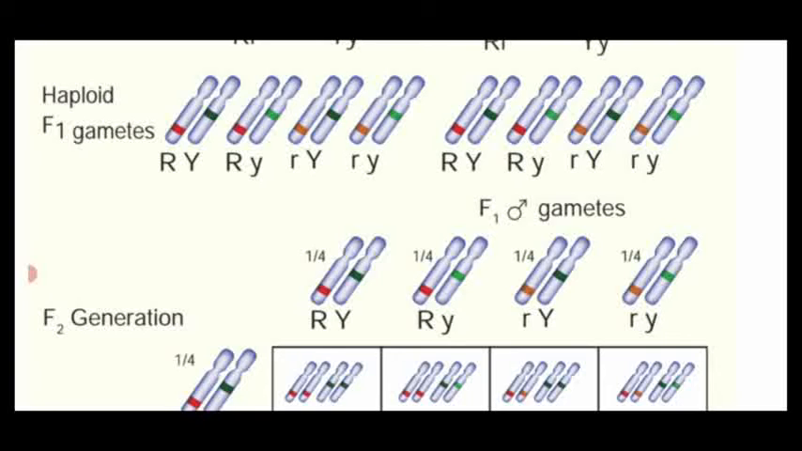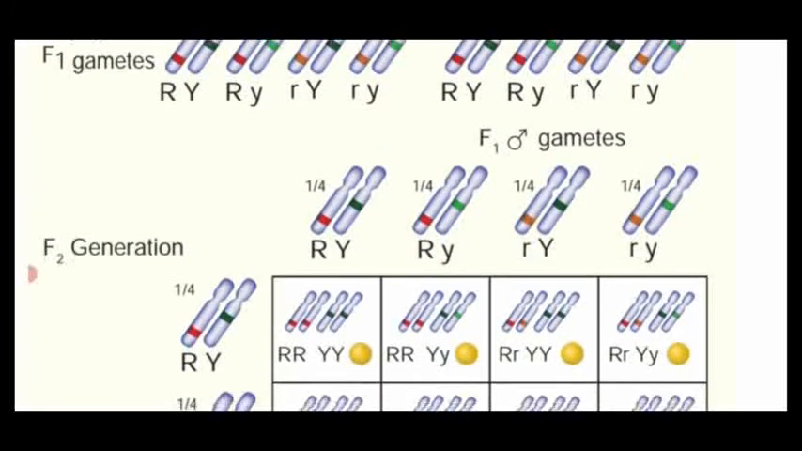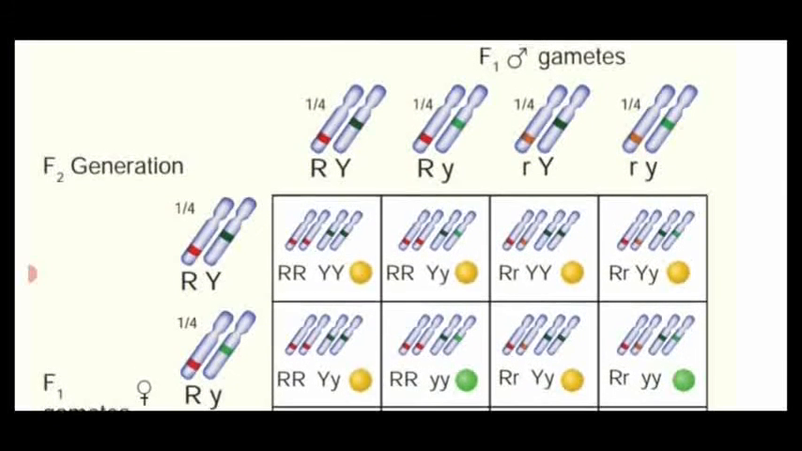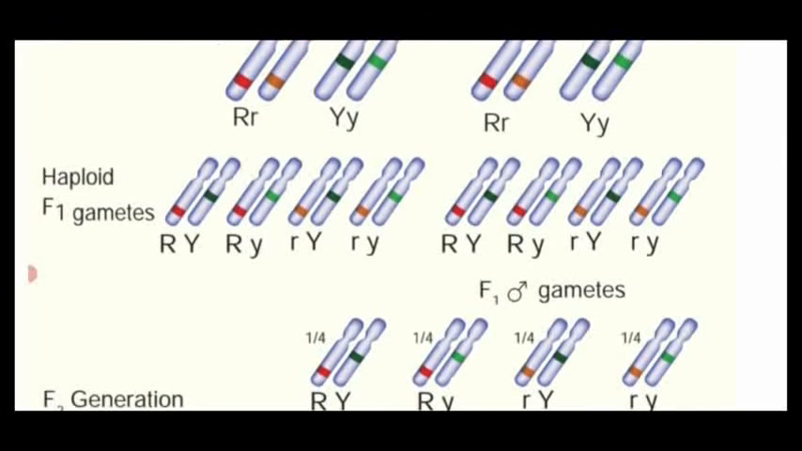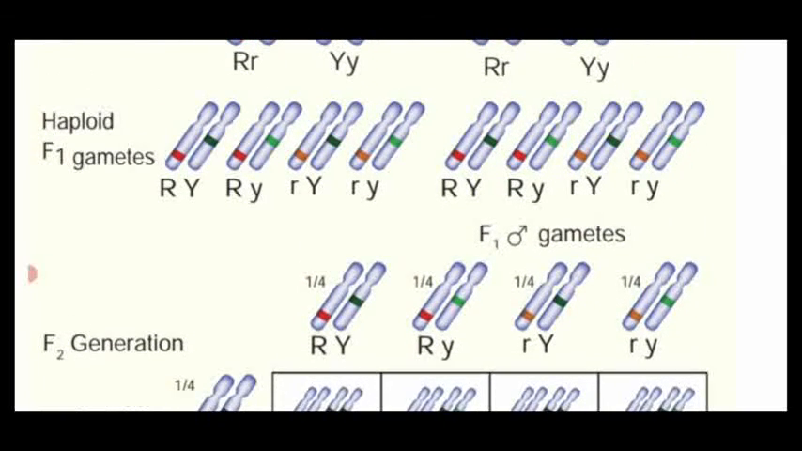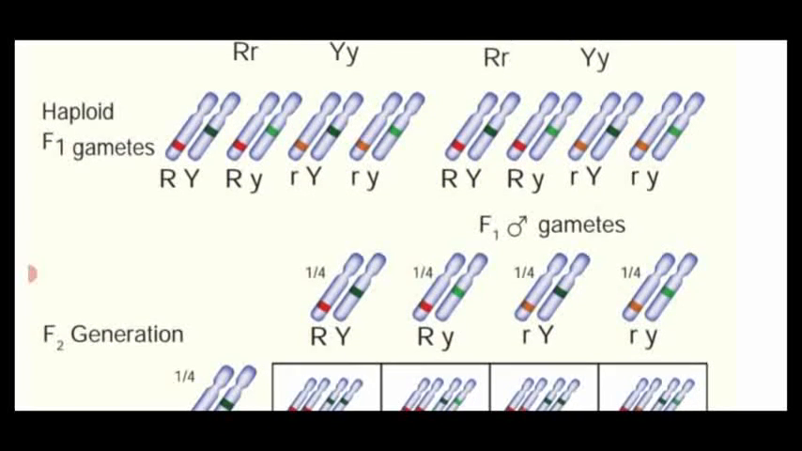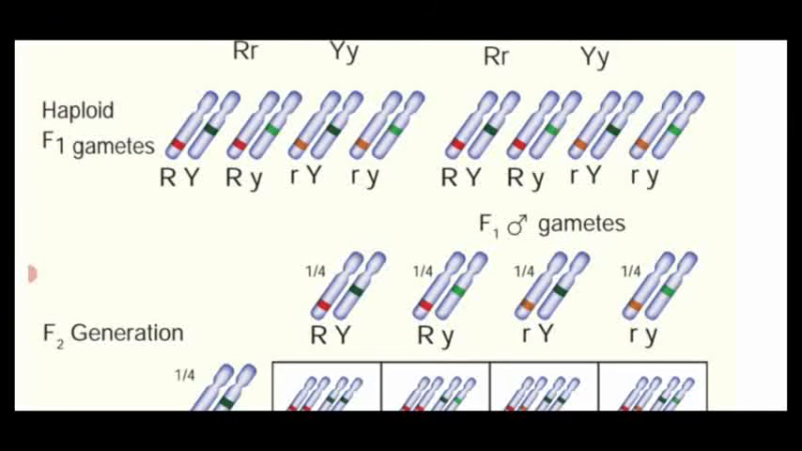So these F1 gametes are crossed, that is male and female gametes are crossed. We are getting 16 gametes in the F2 generation. See, on the top: capital R capital Y, capital R small y, small r capital Y, small r small y.